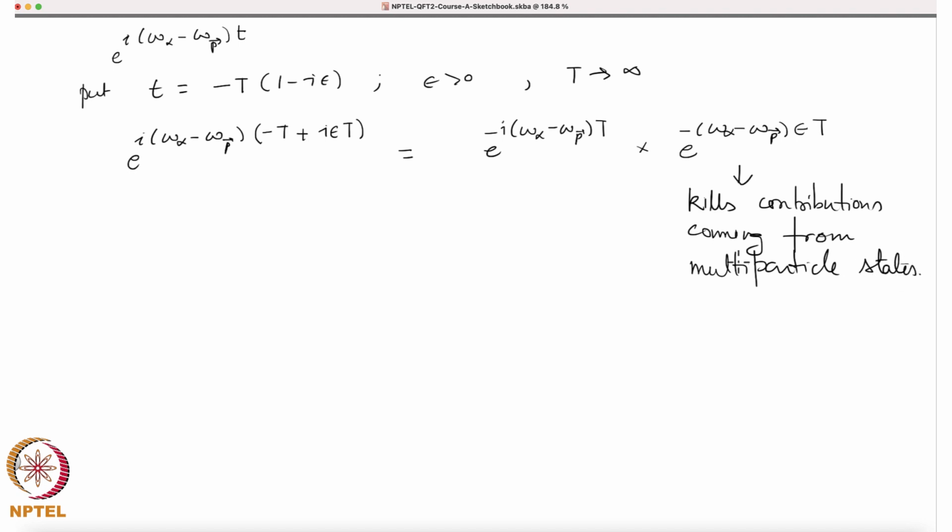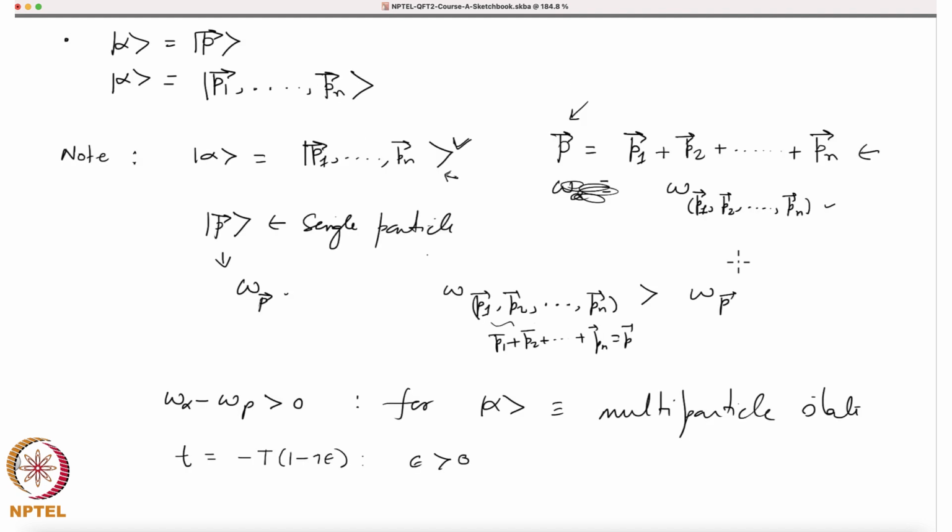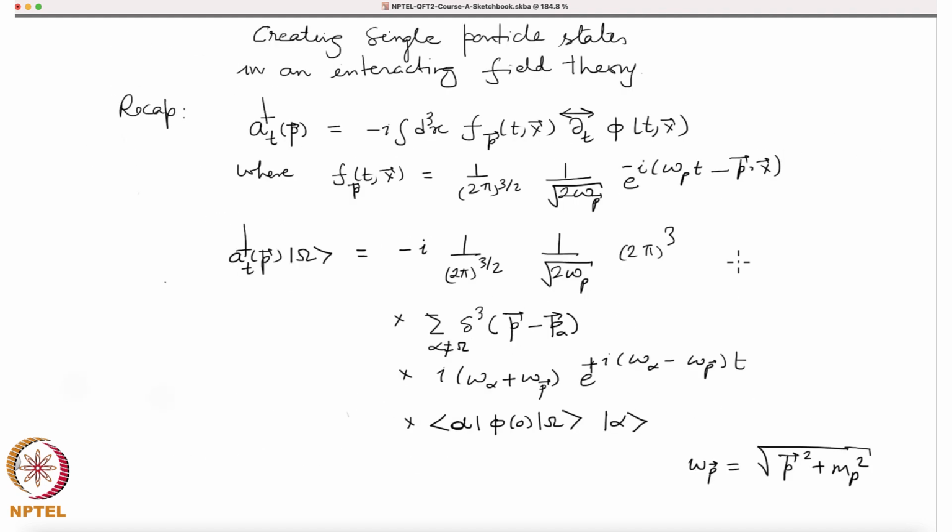Okay, that's very nice, because now vacuum is out, multi-particle states are out, and only single particle states are left. So let's go back here. In this sigma alpha, now I have killed the vacuum, this is out, and all multi-particle states are out. What is left is only single particle states. Okay, so let's look at them.